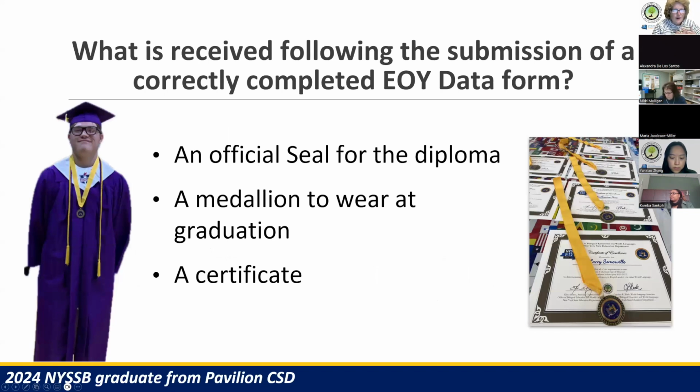When you submit a correctly completed end of year data form, you get an official seal to put on the student's diploma. It looks very much like what you see on this certificate. You get a medallion, which you can see here on a lanyard for the students to wear at graduation. And we also make available online certificates for schools who wish to print them out and put students' names on them.